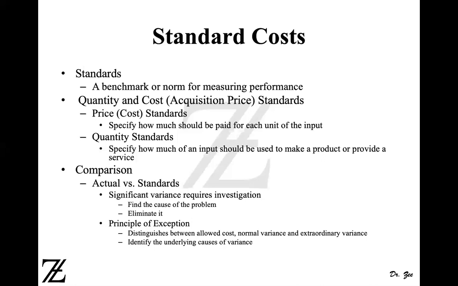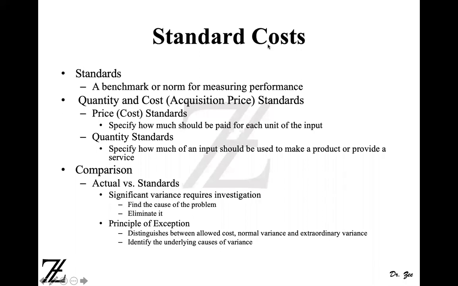You can also express the unit of an input in terms of material. How much material are you going to use? 2 pounds of a material, 10 pounds of a material, 3 square feet of a material. Price is how much you paid per unit. Quantity is how much you used to produce one unit. Then at the end of the period, we compare actual results with the standards, and we try to find out if there is a variance, which is the difference between the budgeted amount or standard and the actual amount.